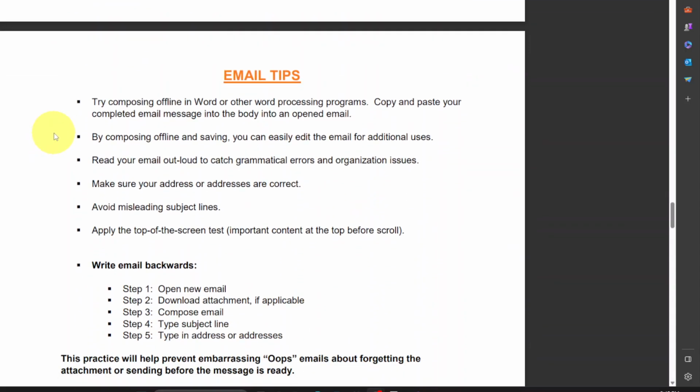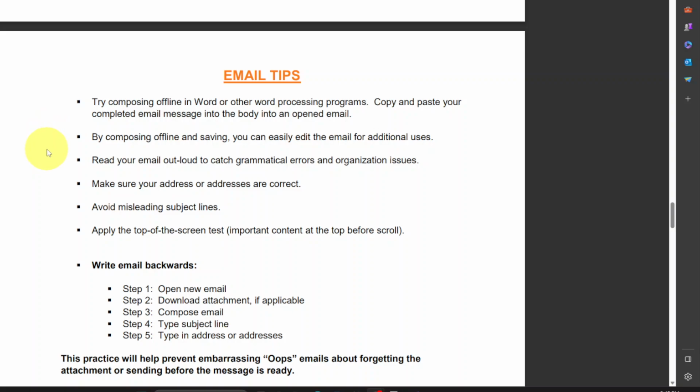Here's some email tips. Try composing offline in Word or other word processing programs. Copy and paste your completed email message into the body of an opened email. By composing offline and saving, you can easily edit the email for additional uses. Read your email out loud to catch grammatical errors and organization issues.